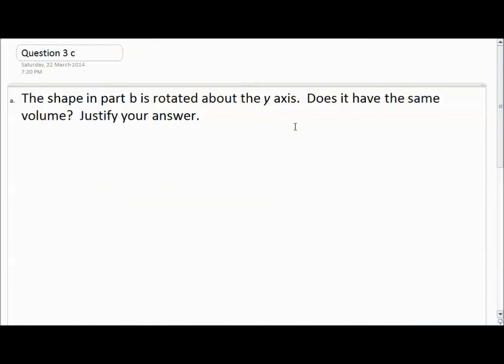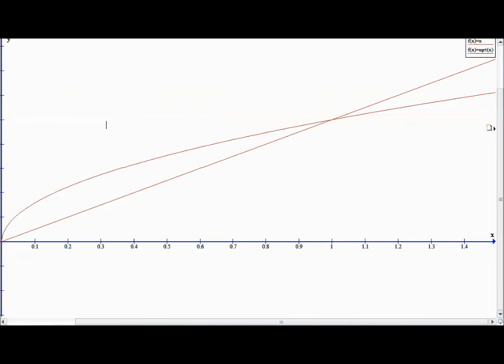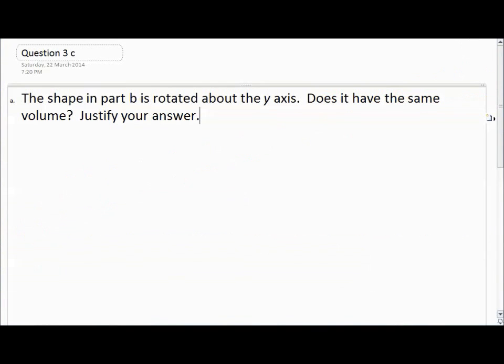Okay, final part of our practice test is to rotate the shape we came across in the previous part around the y-axis instead of the x-axis. So referring back to our picture of the situation, the shape is the same, but instead of rotating it around the x-axis, around this way, we're rotating it around the y-axis, and the question is, is the volume going to be the same? Now in general, we would expect not, but let's have a look in this case.